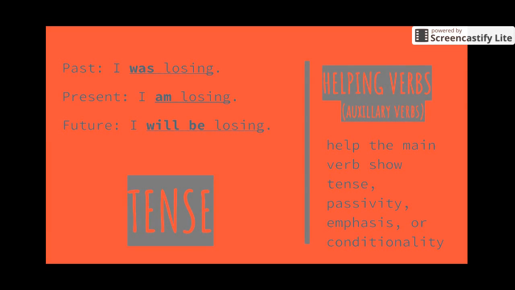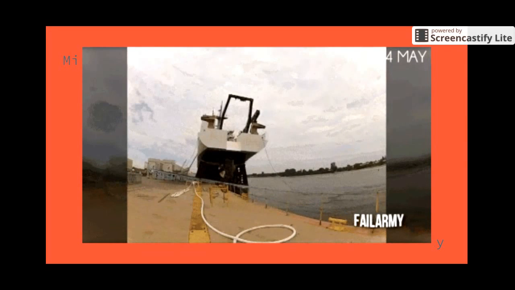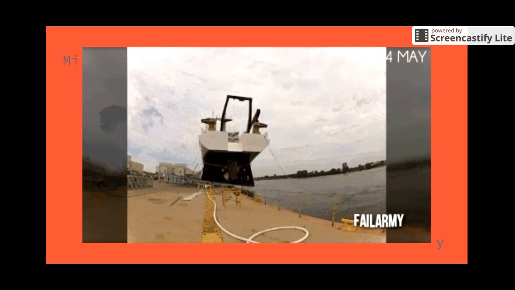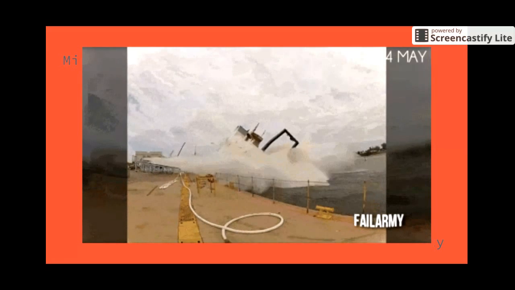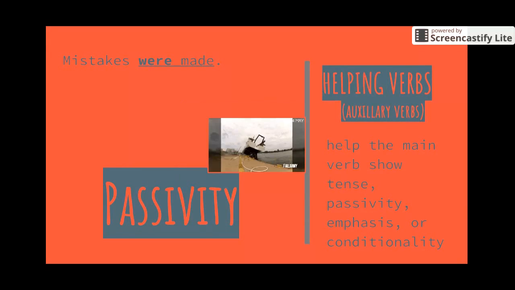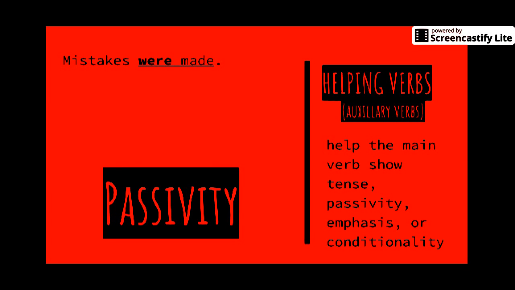Now, if you've ever gotten into any trouble like this guy, oh no, oh, I hate to see that happen to that boat, you're going to want to use the passive voice to deal with a situation like this. So you're going to use a helping verb. Let's check it out. Mistakes were made. So we've added the helping verb were to the action verb made in order to show, hey, the mistakes kind of just happened. It wasn't really my fault. And that's how you use the passive voice to avoid taking the blame for wrecking a boat.